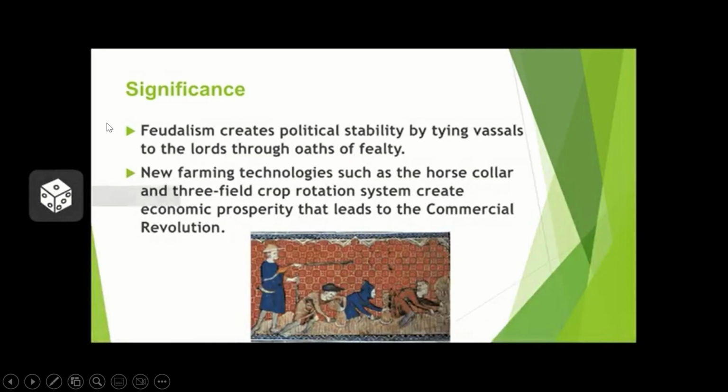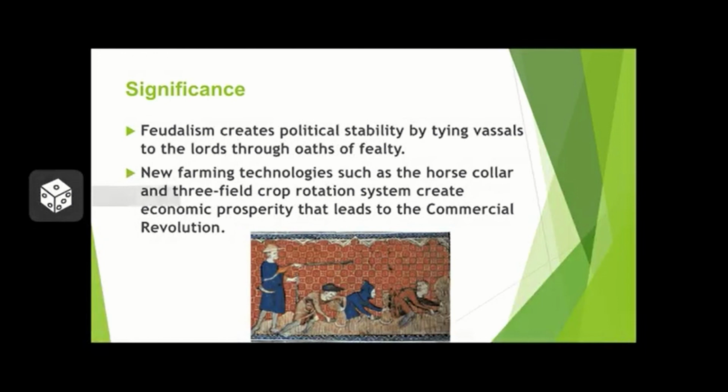So, feudalism is an arrangement between lords and vassals. Lords usually give their vassals gifts of land. Vassals in return provide services to the lord, mainly military service, though there can be some others as well. Feudalism, while it does vary in how it's implemented from place to place and from time to time, overall, in the High Middle Ages, it does create political stability because it's tying vassals to their lord through these oaths of fealty. And this keeps things fairly stable in Europe.